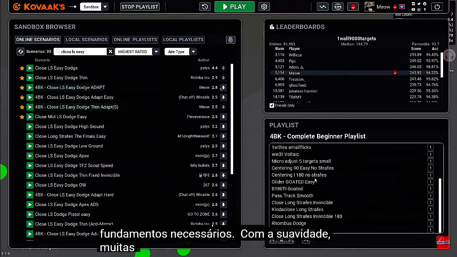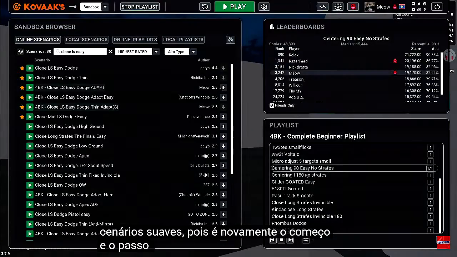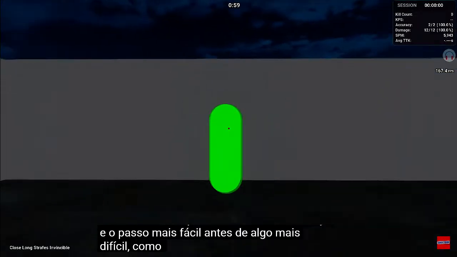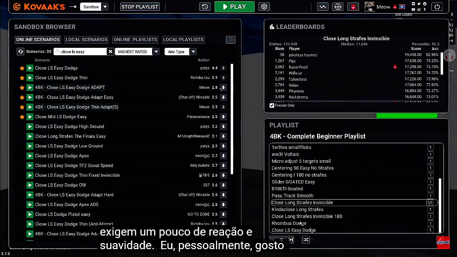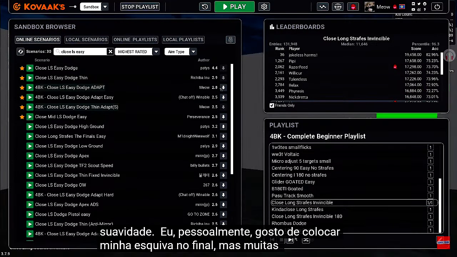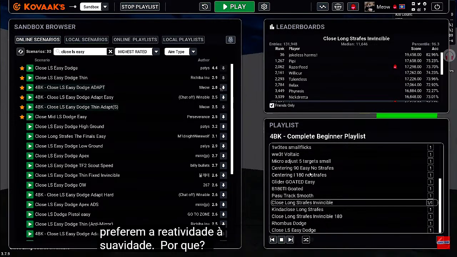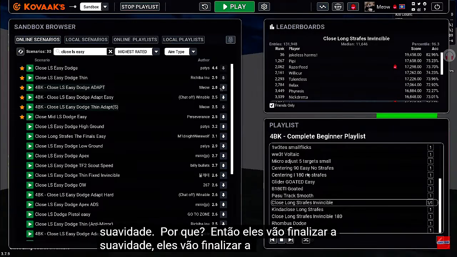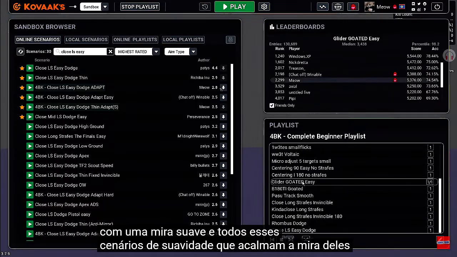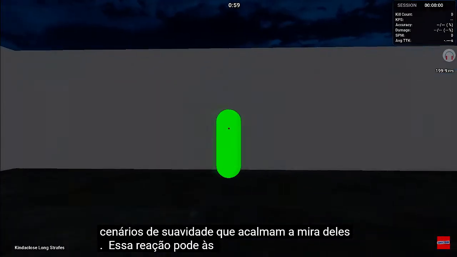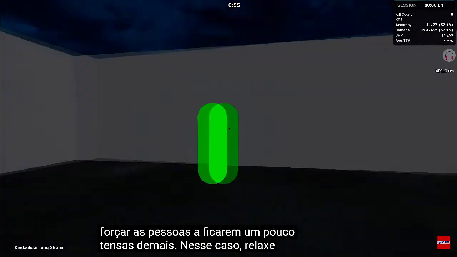With smoothness, a lot of people prefer to place smooth scenarios, since it's, again, the beginning and easiest step, ahead of something harder like close long strafes, which requires sort of reactive and smoothness. I personally like to place my dodge at the end, but a lot of people do different things. Some people like the reactive ahead of their smoothness. Why? So they'll finish the playlist off with smooth aim and all these smoothness scenarios that calm their aim down. Since reactive can sometimes force people to be a little bit overly tense, in which case, relax your arm as well.